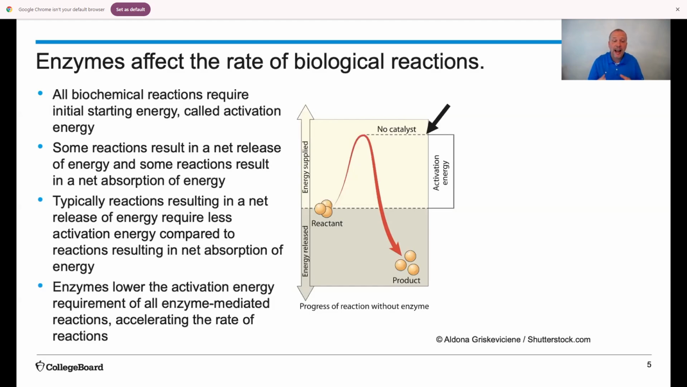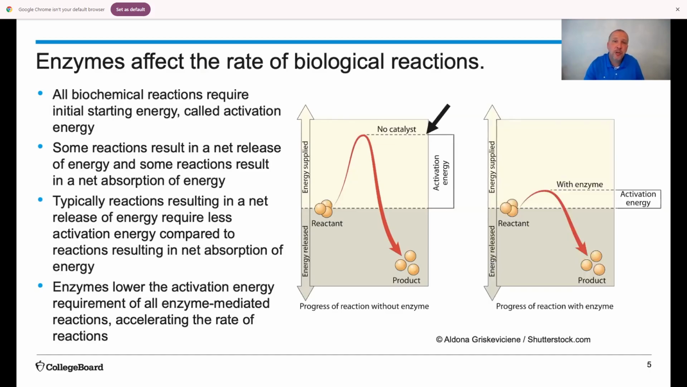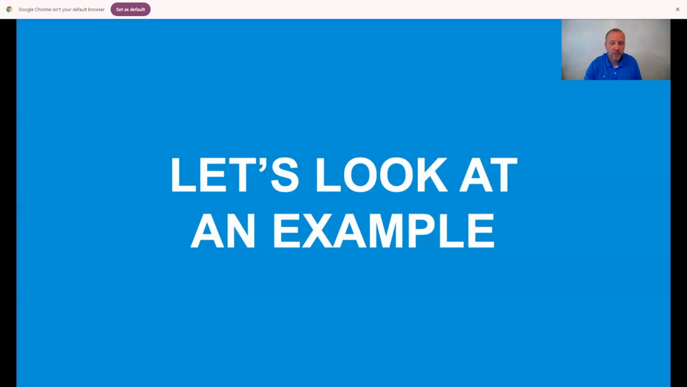Enzymes lower the activation energy requirement of all enzyme-mediated reactions, thus accelerating the rate of reactions. So if you look at the chart, you can compare the amount of activation energy with an enzyme and without an enzyme. Let's take a look at an example.